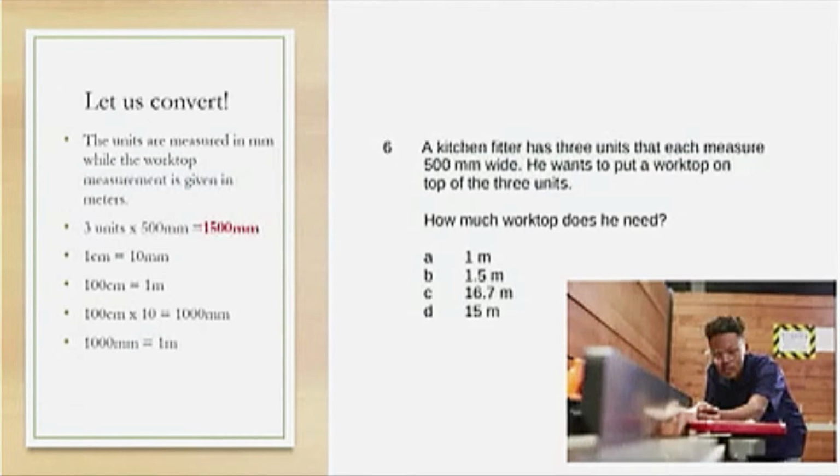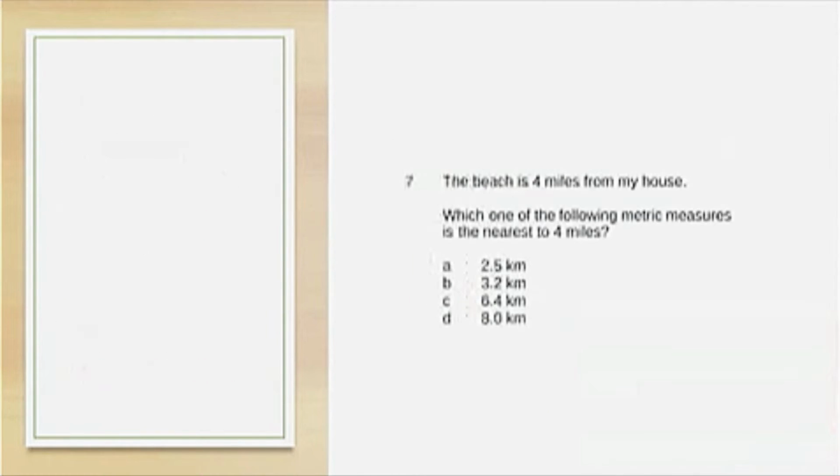Having said that, we go back up to where we had figured out the total measure of the 3 units, which is 1,500 millimeters. So we can now divide that 1,500 millimeters by 1,000 to tell us how many meters you would get. And that is 1.5 meters. To cover all those 3 units, you would need 1.5 meters of worktop.